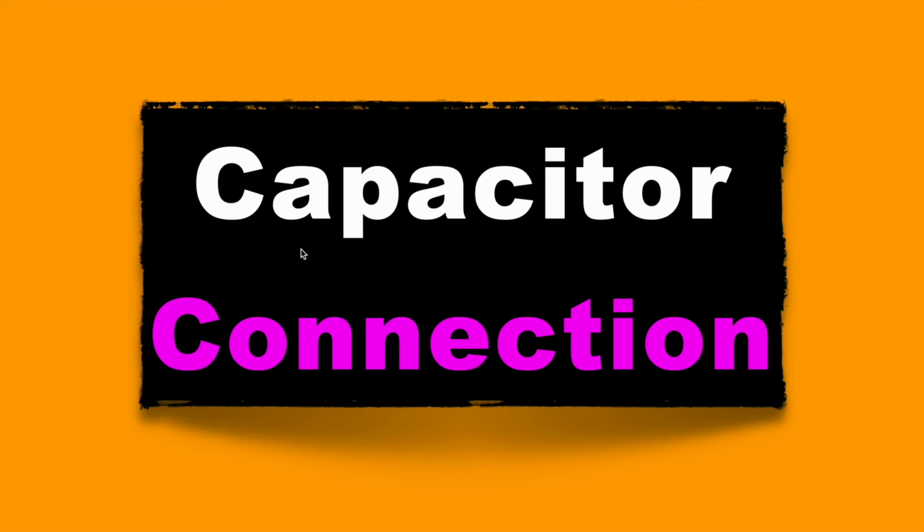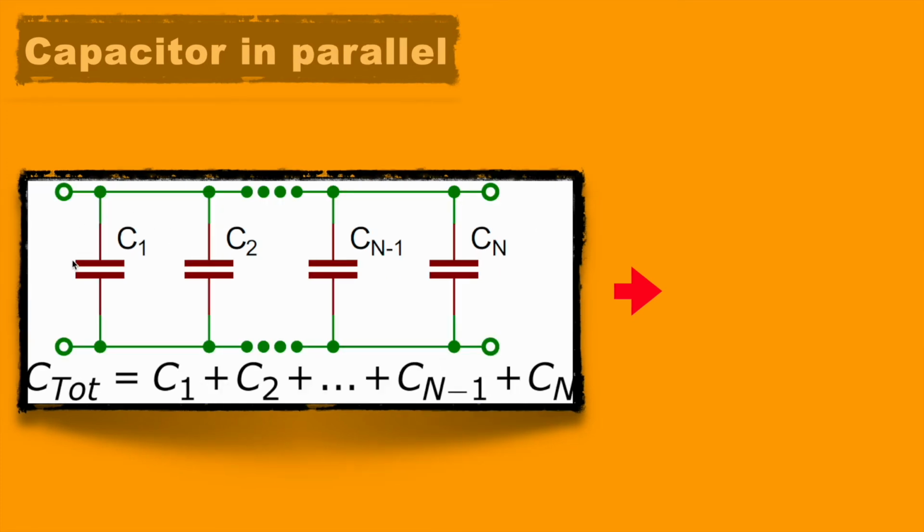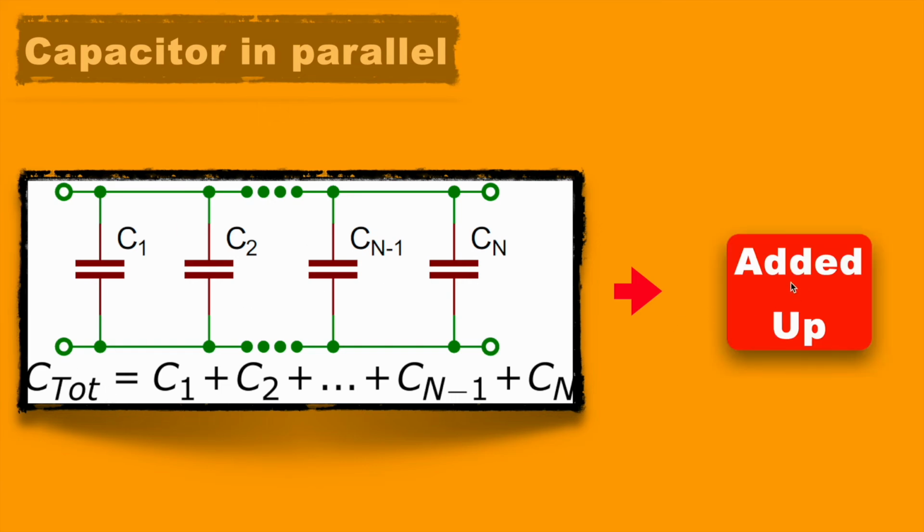Let's see now some of the capacitor connections. If capacitors are connected in series, the total can be calculated with this formula, and the total capacitance will decrease. And if these capacitors are connected in parallel, the total capacitance will be added up.